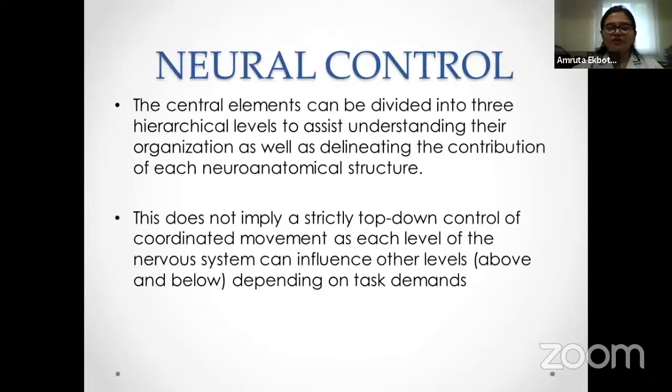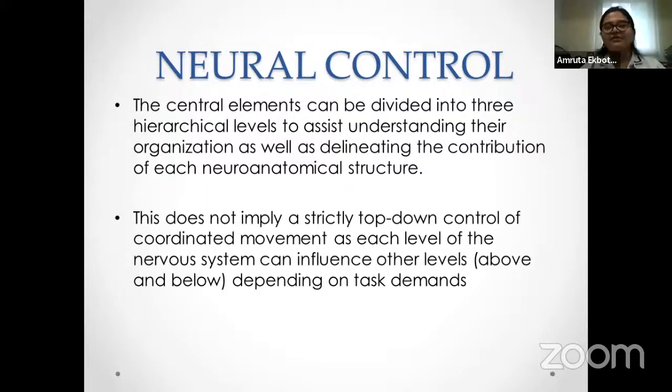Moving on to the neural control. Now, as we all know, coordination is controlled by the nervous system. So there are going to be some parts of your brain which are specifically designed to maintain or carry out the coordinated movements in your body, right? So let's see the components of neural control, how coordination is controlled by the nervous system, one by one.